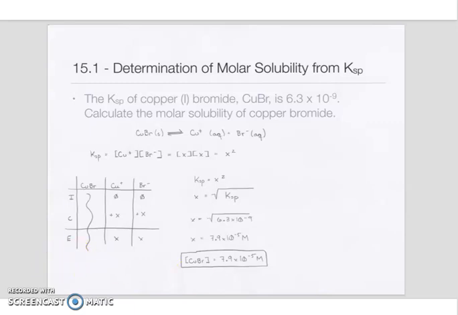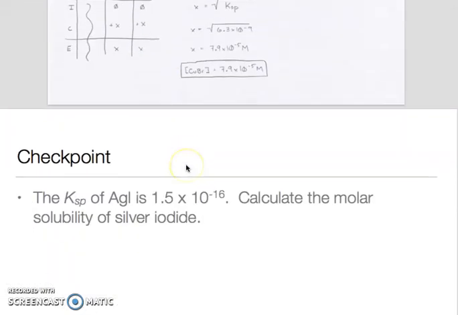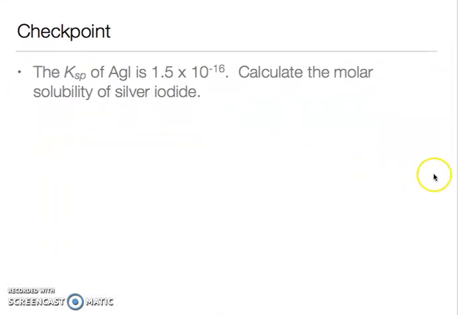So let's take a look at a similar problem. The KSP of silver iodide is 1.5 times 10 to the negative 16. Calculate the molar solubility of silver iodide. If I were you, I would pause this right now and solve it on your own, and then replay the video from this point on as I solve it myself. It's very, very similar to our previous problem.